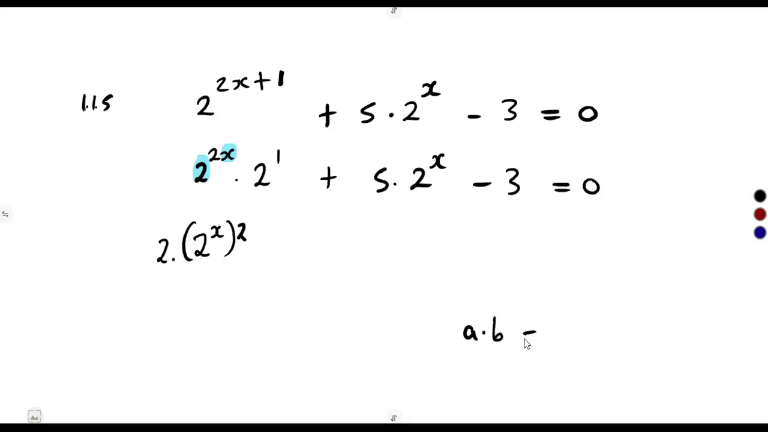A times B, remember, is what? B times A. So multiplying by 2 on this side, or using that 2 on this side, it's one and the same. All right, I hope you're together on this one.